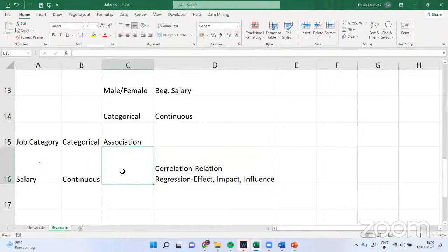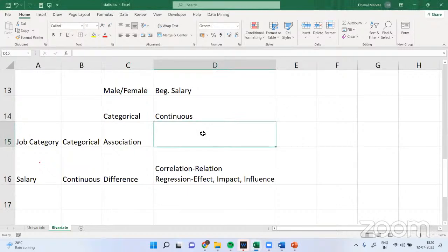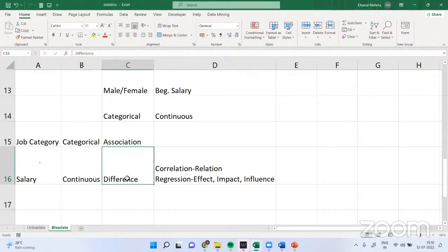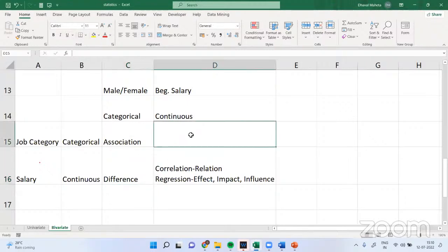Now, when you are in this compartment, you use the word difference. Done? Is it done? Yes, sir. So when will we use difference? When one variable is categorical and another variable is continuous. We will run this in SPSS, and I will give you a lot of homework today. Don't worry. Get ready for homework.